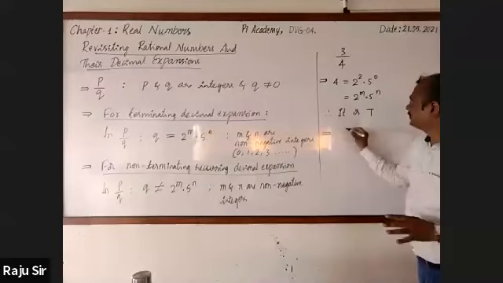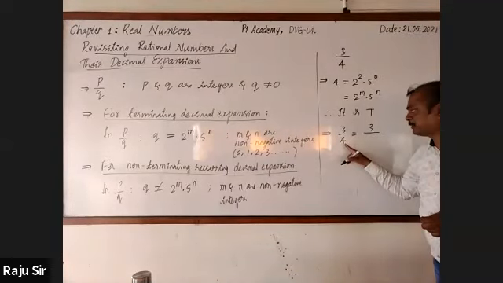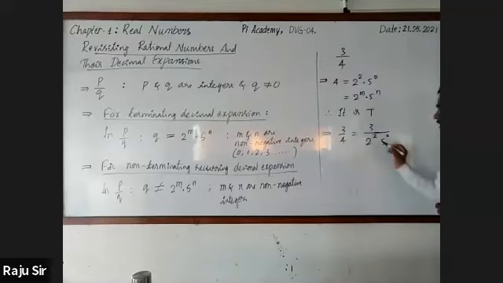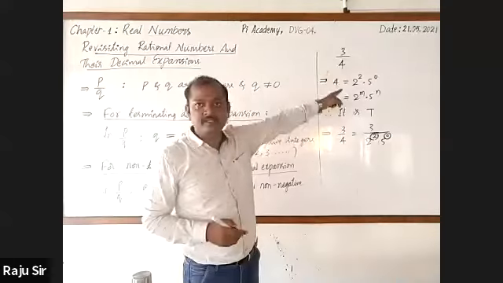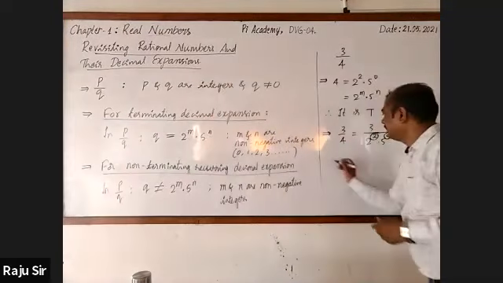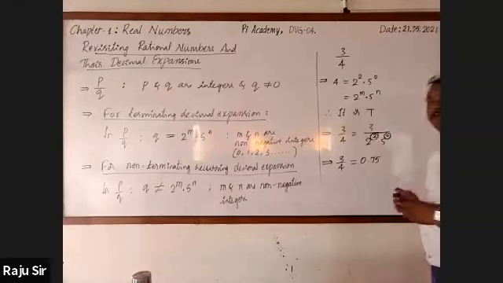It is very simple. Here 3 by 4 is there. We have written the exponential form of 4. It is 2 raised to the power 2 into 5 raised to the power 0. Observe only the powers. Power is 2, power is 0. What is the highest power? 2. Therefore, it terminates after 2 decimal places. And you can just check that. If you divide 3 by 4, you'll get 0.75.